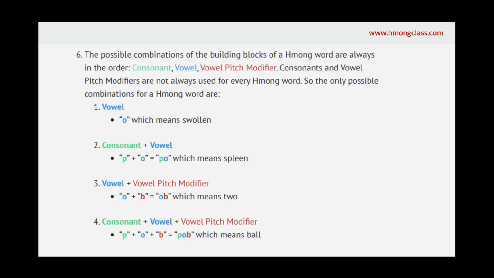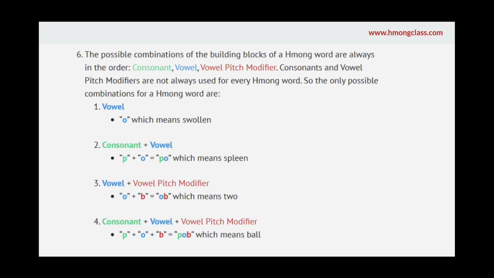1, if you have a vowel all by itself. So for instance, the vowel O, which means swollen. O means swollen. A second case of forming a word is consonant plus a vowel. So ba and o makes the word ba, which means spleen. The third possible combination of building blocks to form a Hmong word is vowel plus a vowel pitch modifier. So you can have a vowel and then add a vowel pitch modifier to it and potentially form a Hmong word. Please take note that sometimes these combinations of vowel and consonant and vowel pitch modifier does not form a Hmong word.